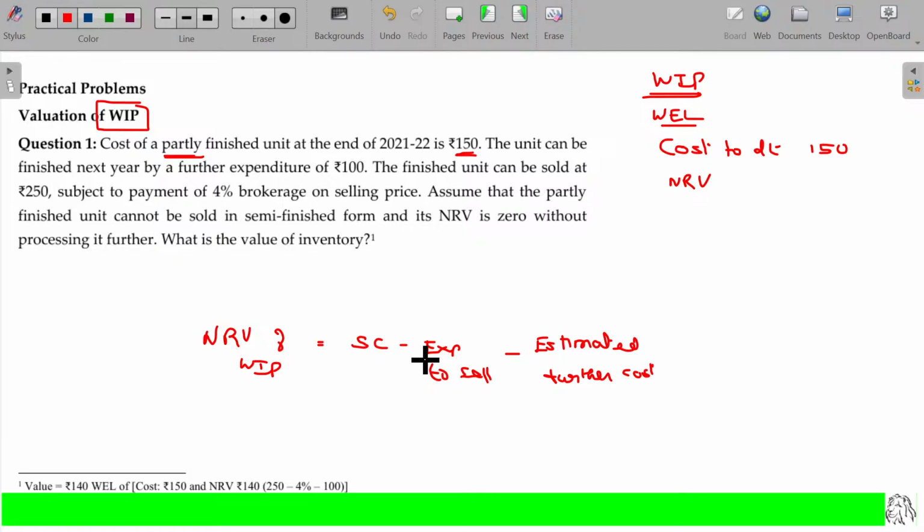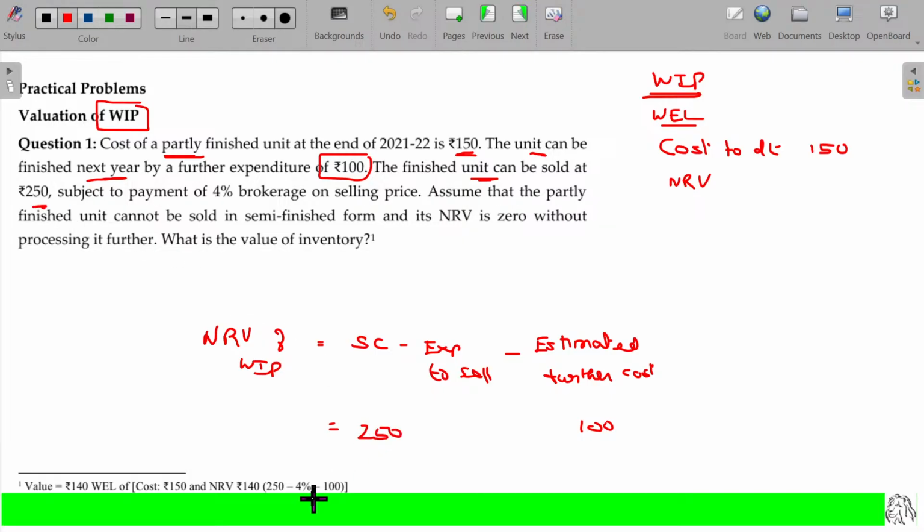This NRV is compared with the cost to determine the value of the work in progress to be shown in your balance sheet. The unit can be finished next year by further expenditure of 100 rupees. To finish this, we need to spend another 100 rupees. The finished unit can be sold for rupees 250.